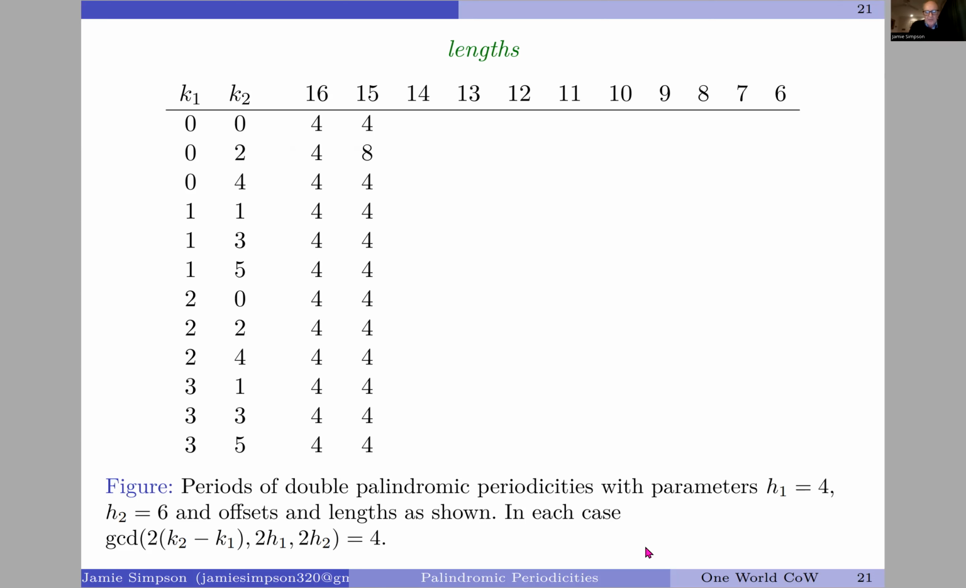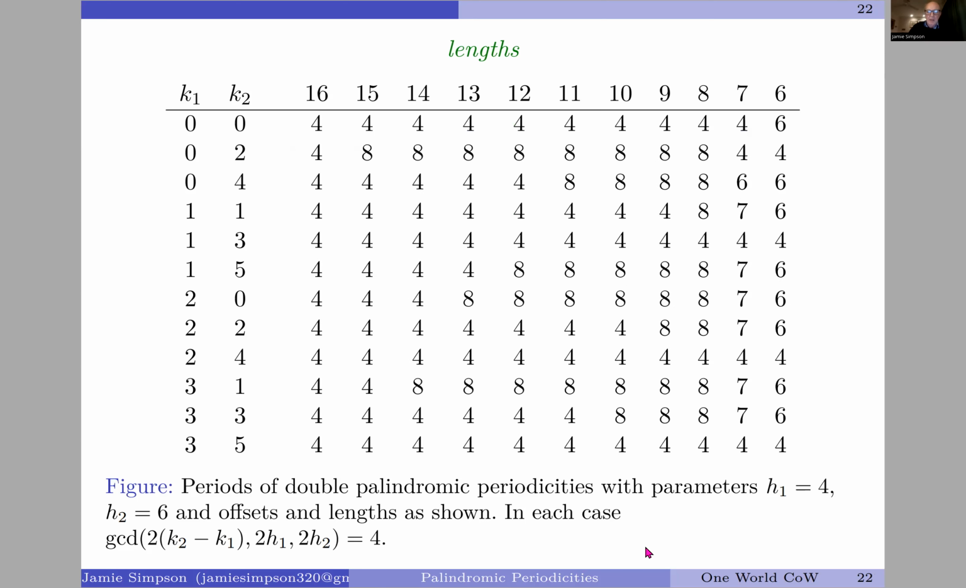If we look at the other lengths, it's even worse. The periods are now all over the place. And I think that with a bit more work or a bit more energy, somebody could clean up my theorem to show us where all these 8s and 4s are coming from, and the bits at the end, which are the 7s and 6s, come out of the fact that the palindromic periodicities which went into it did have periods 7 and 6.